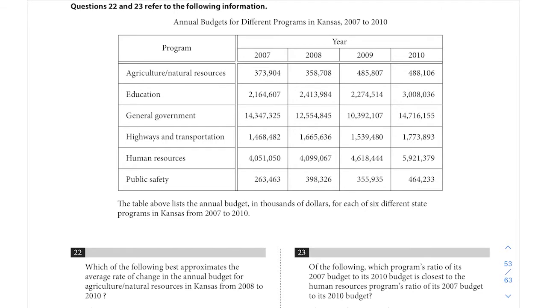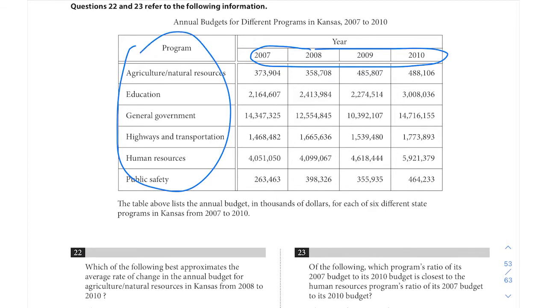Hi, we are continuing with questions 22 and 23 here in section 4 of SAT Practice Test 1. So here we see a pretty large table with a lot of different kinds of values. We have years here, different kinds of programs here, and then it says at the top annual budgets for different programs in Kansas across these years.